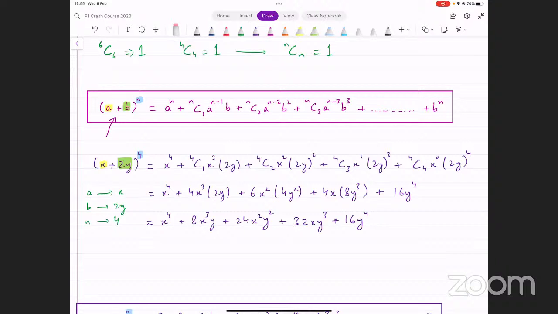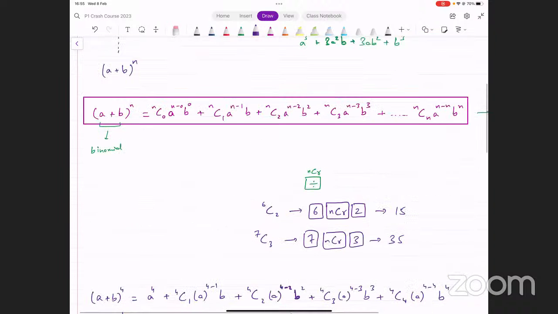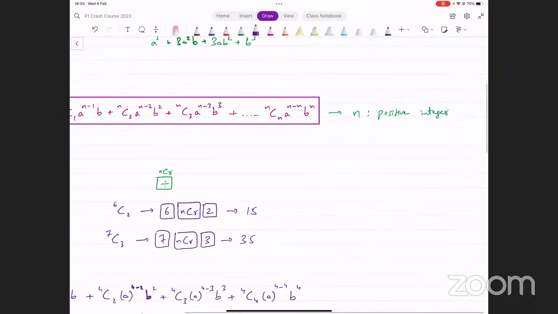When can we apply this formula? When we have two terms, a and b, being added or subtracted, we can just use this formula to expand this. The condition for the power is that it should be a positive integer. So whenever you've got two terms being added or subtracted and a whole power n that is a positive integer, we can use this formula to expand that.